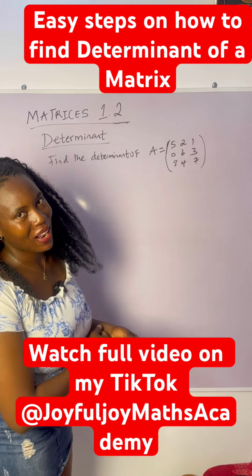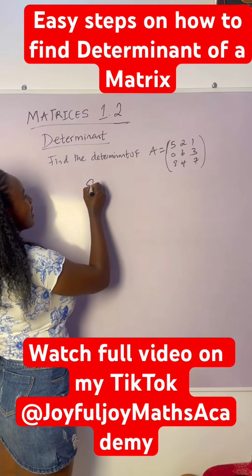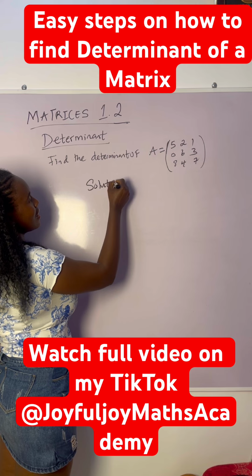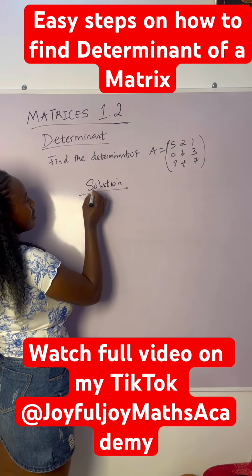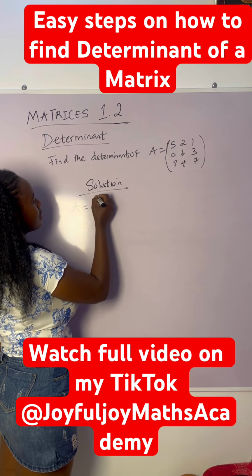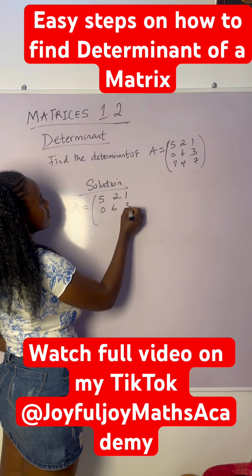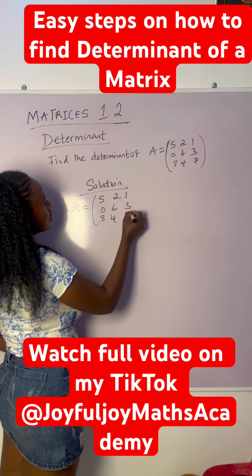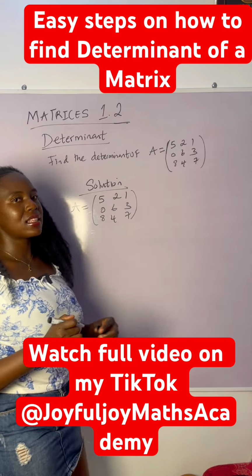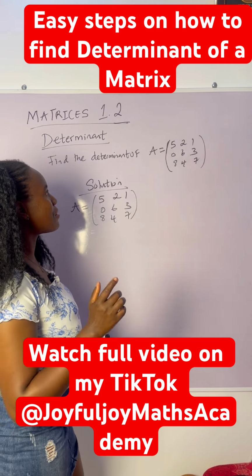Follow me and let me show you how to do this. Okay, a quick one. Solution, given that A is equal to 5, 2, 1, 0, 6, 3, 8, 4, and 7. But to find the determinant of this matrix, how do we find it?